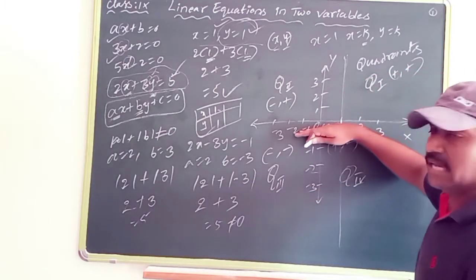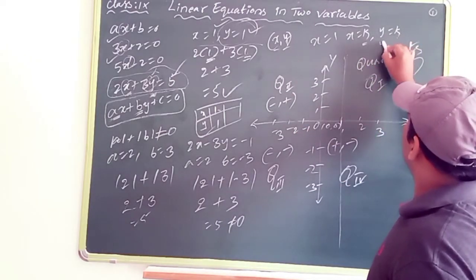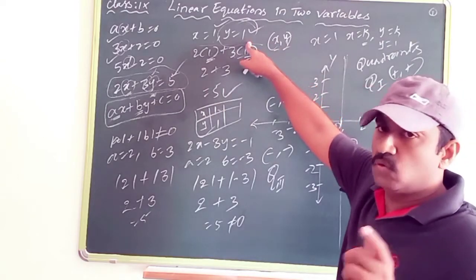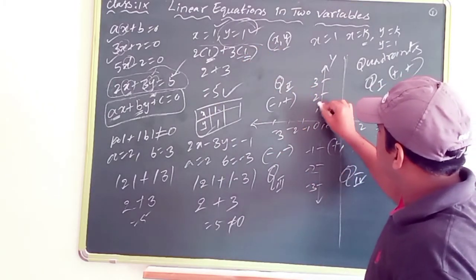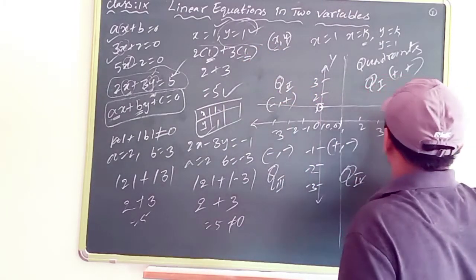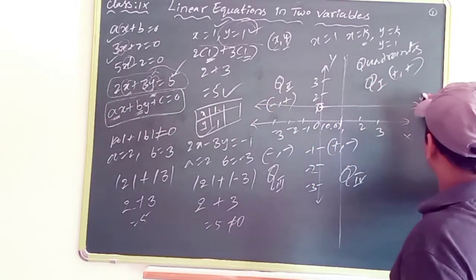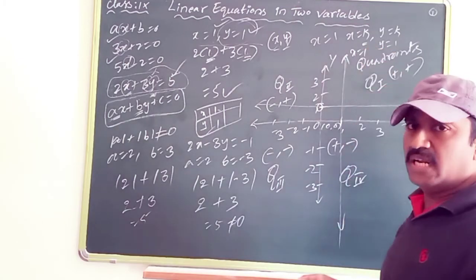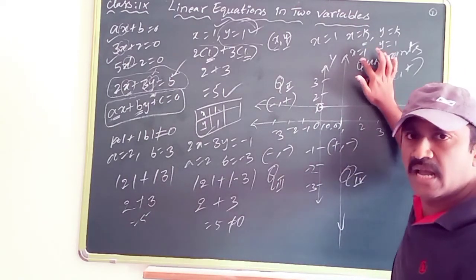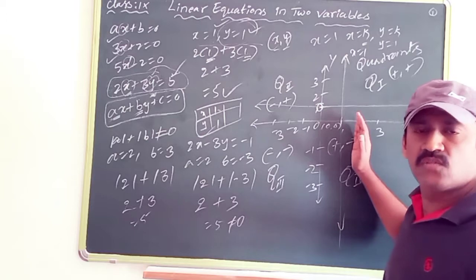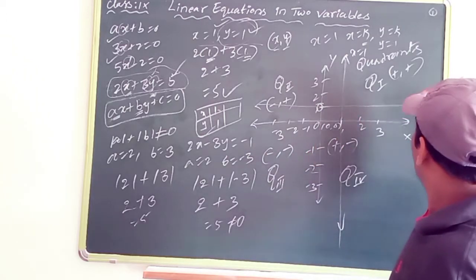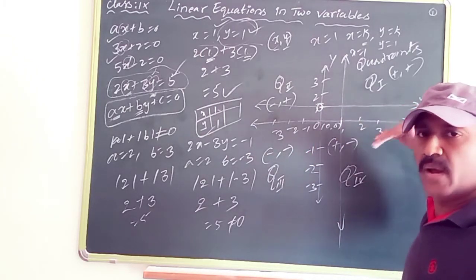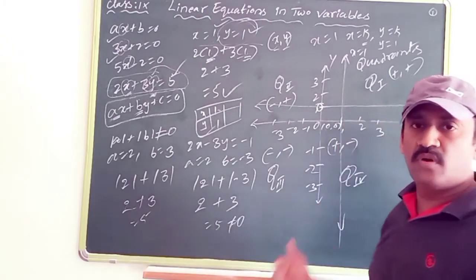Parallel to this x-axis, right? So y is equal to k. That means y is equal to 1. If I take y is equal to 1, you can select 1 on the y-axis and draw a line here. This line is y equal to 1. This line is x is equal to 1. Now you can observe here x is equal to 1 is a line parallel to the y-axis from 1 unit distance, and y is equal to 1 is a line parallel to the x-axis from 1 unit distance.